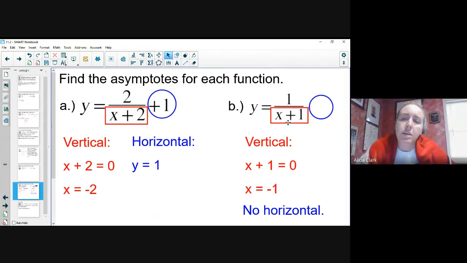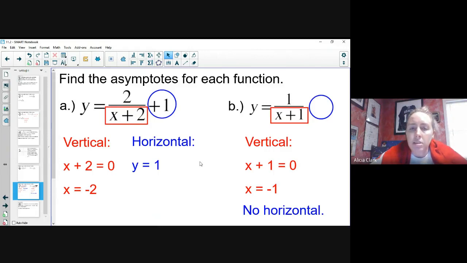Now on letter B in your denominator, you've got x plus 1. If I set that equal to 0, I'd have x plus 1 equals 0. If I solved that, I would get x equals negative 1. That would be my vertical asymptote. There is no horizontal asymptote here. You would just put none for that if it asked you. But that's because there's no number out here. What would be right here, there's nothing, so there is no horizontal.